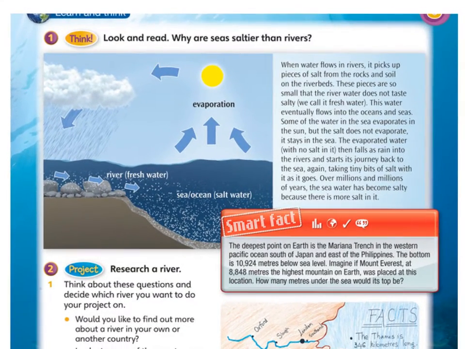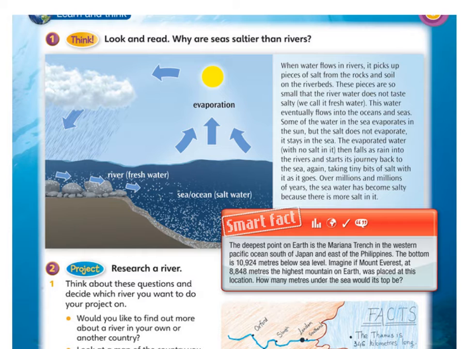You've seen this in science in Spanish. But anyways, it's really important to learn some vocabulary when it comes to English. For example, evaporation, fresh water, and salt water. Let's read this text. It says, when water flows in rivers, it picks up pieces of salt from the rocks and soil and riverbeds. What is a riverbed? This, the down part of a river. These pieces are so small that the river does not taste salty. We call it fresh water. So how do you say agua dulce in English? Fresh water.